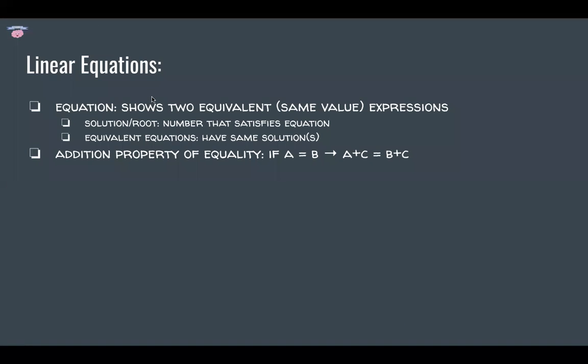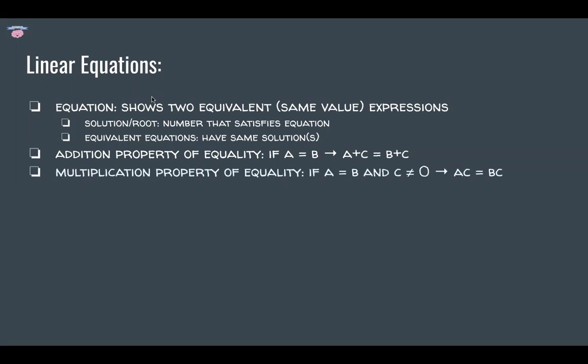And a similar property is the multiplication property of equality. If a is equal to b, then a times c is equal to b times c. Notice that we have c is not equal to 0. This only matters if we're trying to find the solution of an equation. So for example, if we have 1/2 x is equal to 4, then you can multiply both sides by 2, and you get x is equal to 8. And this would be the solution of this.